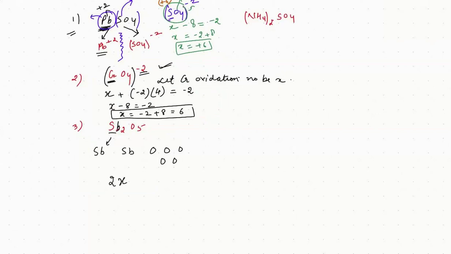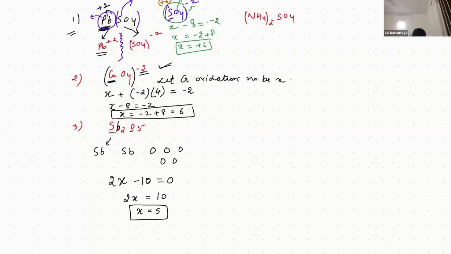1 oxygen is -2. So 5 oxygen is going to be -10. And hence net charge is going to be 0. So 2x is going to be 10. So x is going to be 5. So Sb's charge is going to be 5. Because by rules, 1 oxygen carries -2 charge, so 5 oxygen shall carry -10 charge. Did you understand my point?